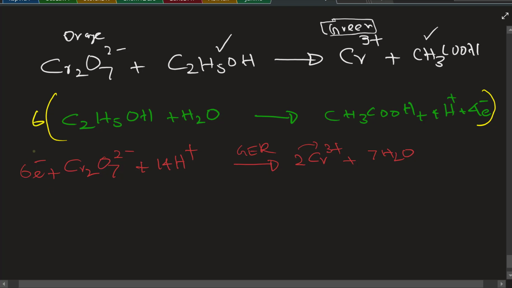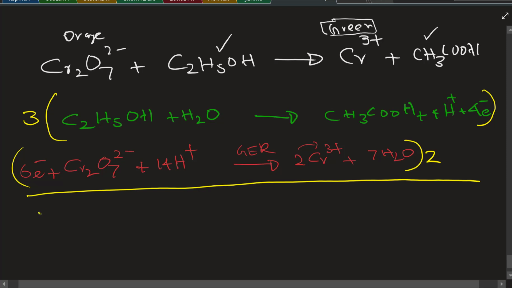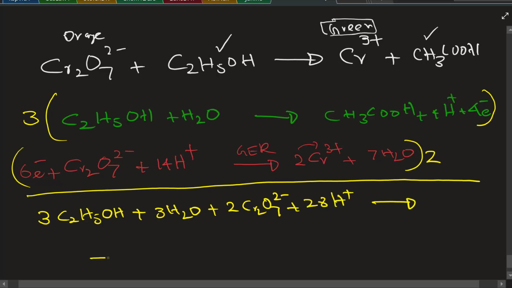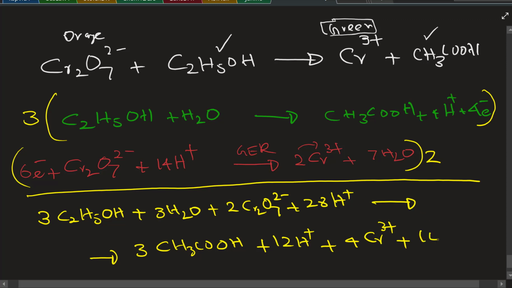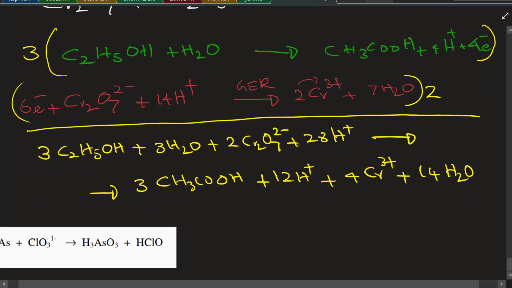Now so we have 4 electrons on the green, and we have 6 electrons on the red, so we need to balance 3 times 4 and 6 times 2, that will be 12. That's how we balance the electrons, right? Now, it will give me the left to the left, right to the right. So 3 ethanol, 3 water from the green one, and then 2 dichromate and 28 H+ from the red. And then your right side, you have 3 acetic acid and 12 H+, and then 2 times 2, 4 Cr3+, and 14 water.